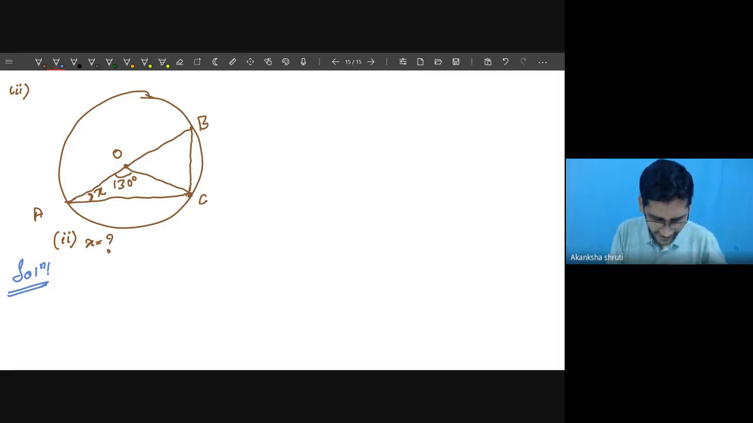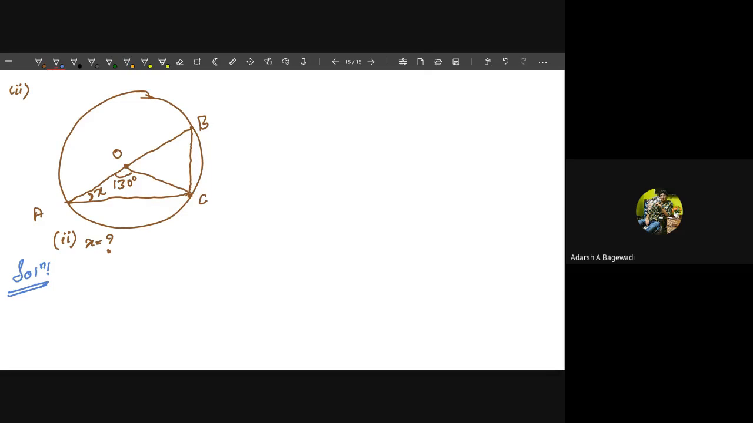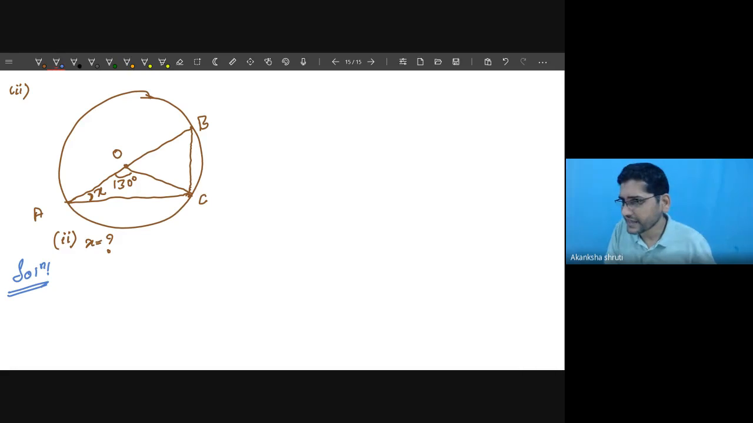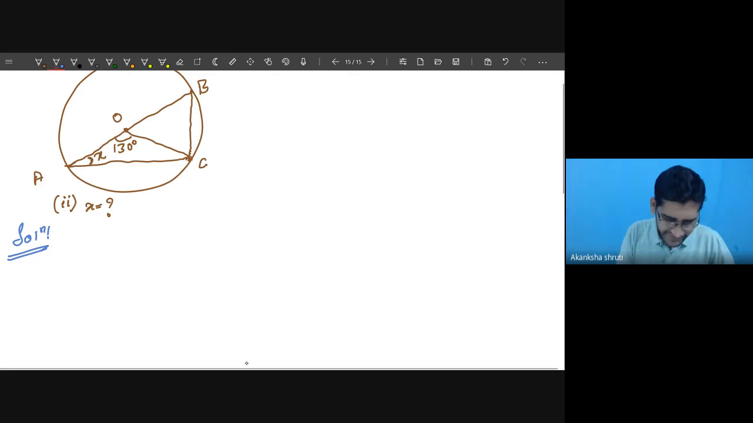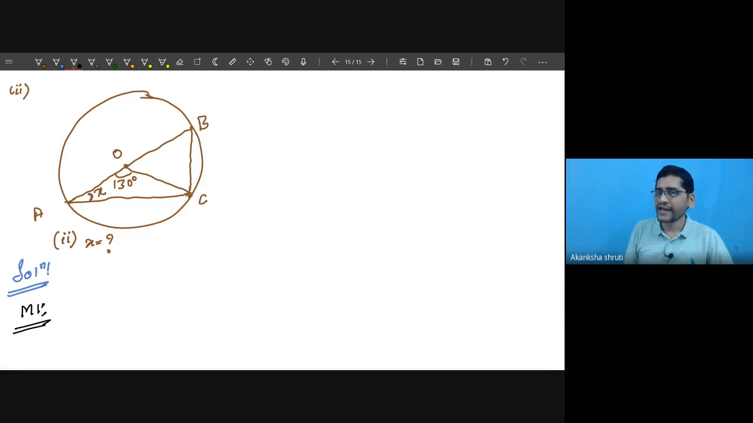Yes students, what is the value of X here? 25 degrees. Yes, it is correct. Any other student who has calculated? Students, there are various methods of solving this question. I am going to solve it by 2 or 3 methods. So students, in method 1, we can apply the concept of angle at the center and angle at the circumference.